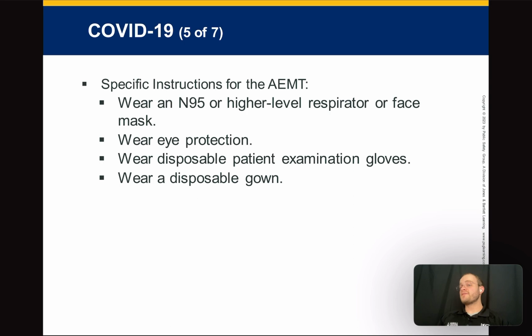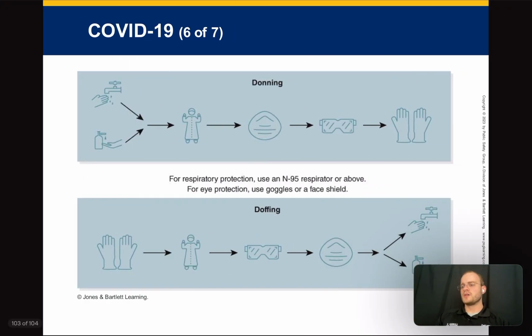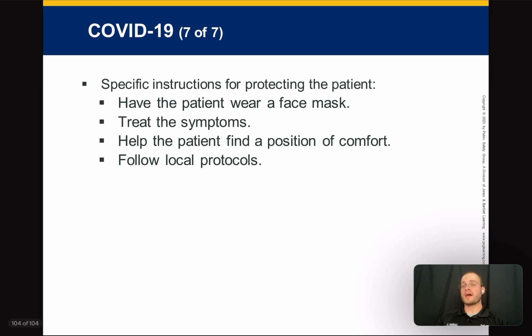So wear an N95 or higher level respiratory mask when taking care of these patients. Wear eye protection. It's really not spread by droplet to the eyes, but here they are recommending that. Wear disposable patient examination gloves and wear a disposable gown. The reason that you want to wear a gown, and even the goggles, is because it can sit on your skin or your regular uniform and cause infection by fomites, by touch. Proper donning and doffing, we'll cover that in the lab.